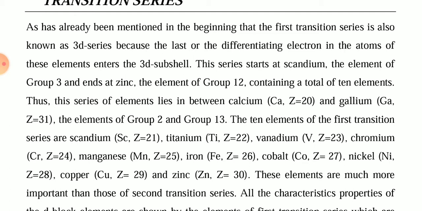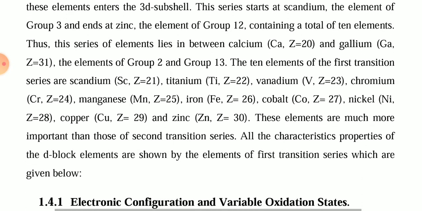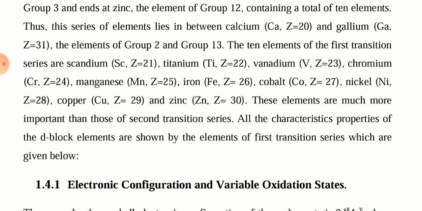Okay, so the 10 elements of the first transition series are scandium with atomic number 21, titanium with 22, vanadium with 23, chromium with 24, manganese with 25, iron with 26, cobalt with 27, nickel with 28, copper with 29, and lastly zinc with atomic number 30. Okay, these elements are much more important than those of the second transition series.